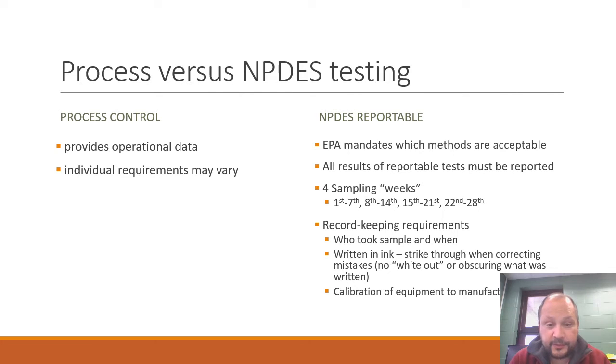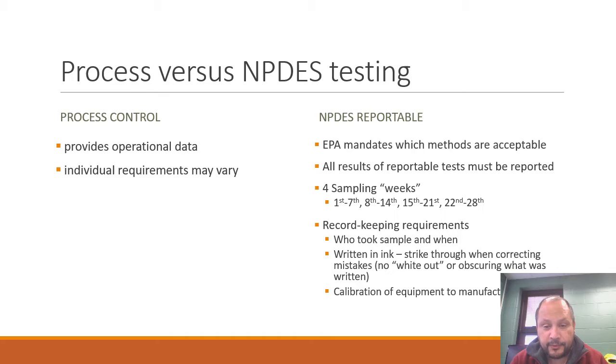Process control testing versus NPDES reportable testing. There are some tests that we do that are strictly for process control. Other tests can be both. We do them and use them for process control, and they also have to be reported. The main distinction I wanted to make here is for the reportable testing, you have to use methods which are deemed acceptable by the EPA.